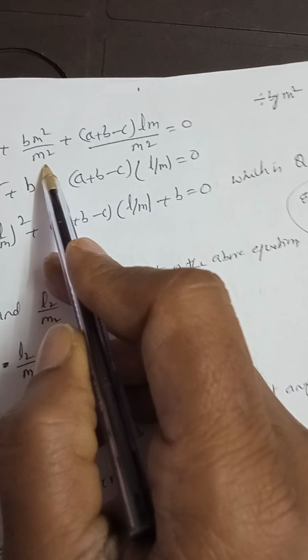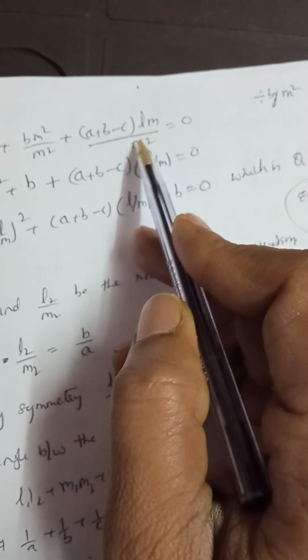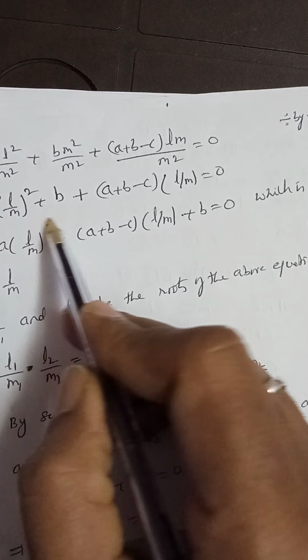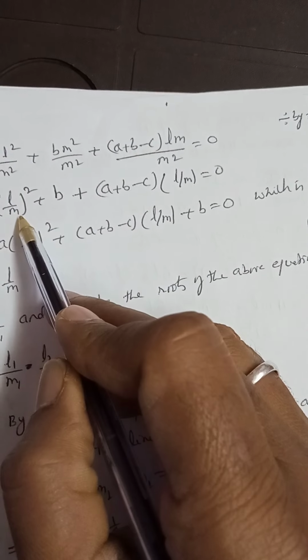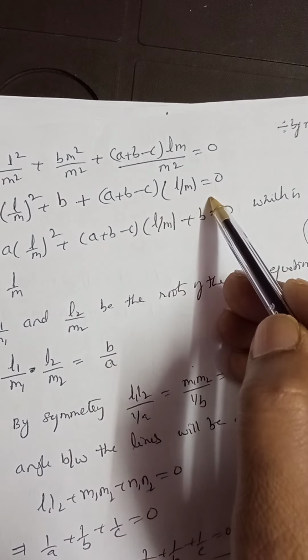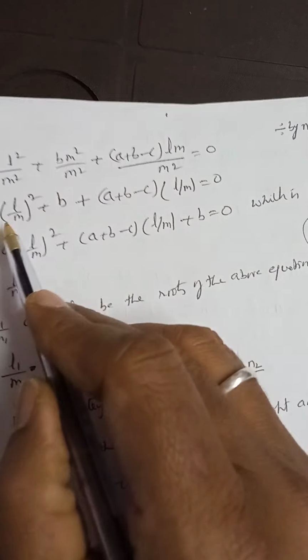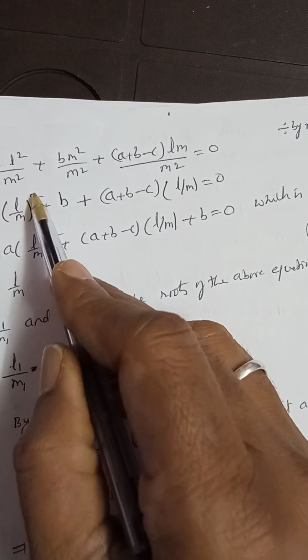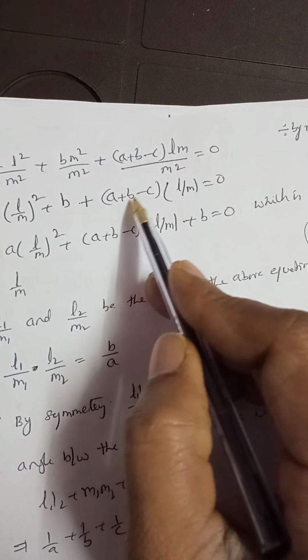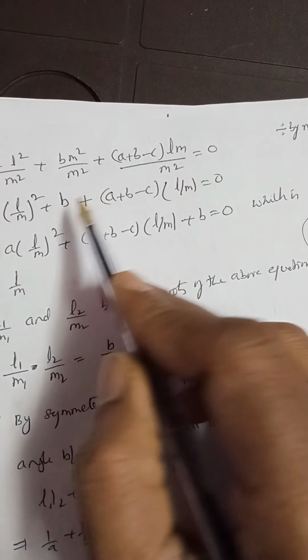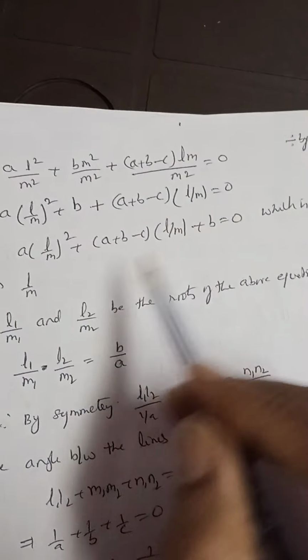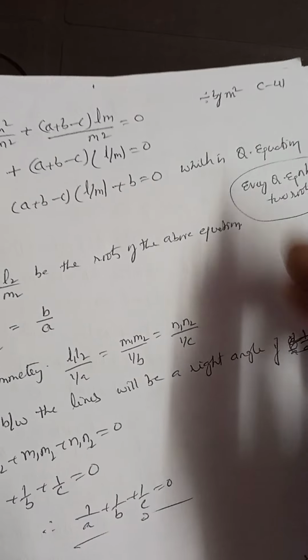Now I got the result: a l square by m square plus b m square by m square plus a plus b minus c by lm by m square. This is a quadratic equation in l by m, right? (l by m) whole square into (a l by m square plus a plus b minus c) into l by m plus b. Here b is a constant, which is a quadratic equation.